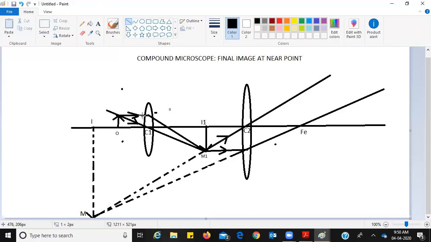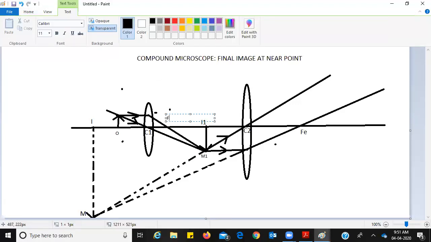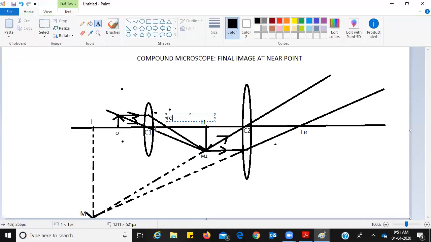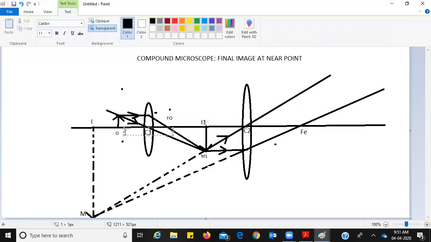Now tell me how you find the focal length of the lens. A parallel light ray should pass through the focus, right? Yes, sir. This is a parallel light ray, it should pass through the focus. This point should be the focus of the objective lens, FO. With a scale, measure the same distance and mark here also. It will be here. Mark C1 to FO, how much? Same here also.